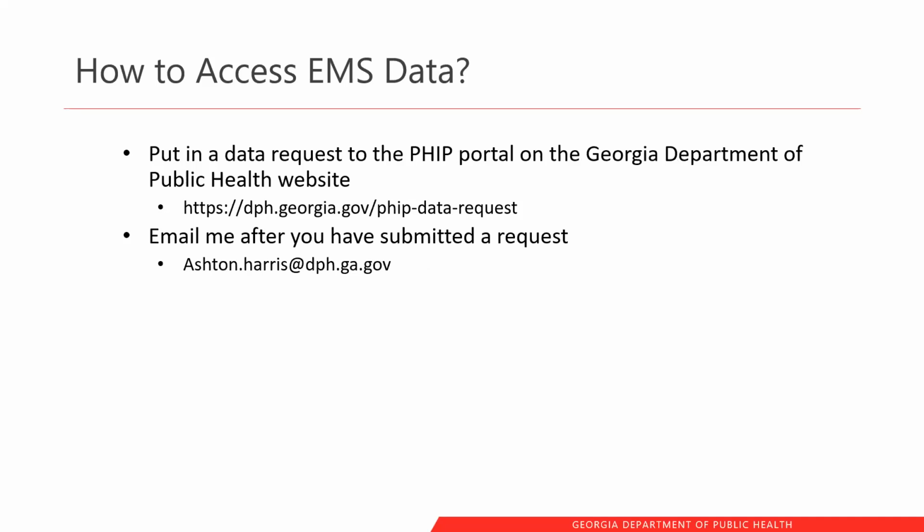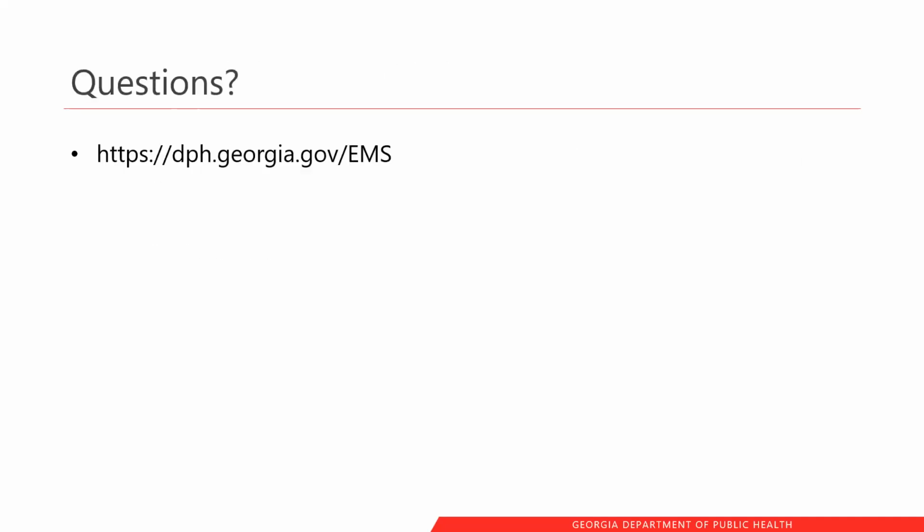So it's really simple to access the EMS data. You just put in a data request to our FIT portal on the Georgia Department of Public Health website. I provided a link for you guys, and then email me after you've submitted a request, and I can go through and see what you're looking for, see how I can help tweak it if it needs to be tweaked, and get you going with what you're looking for.